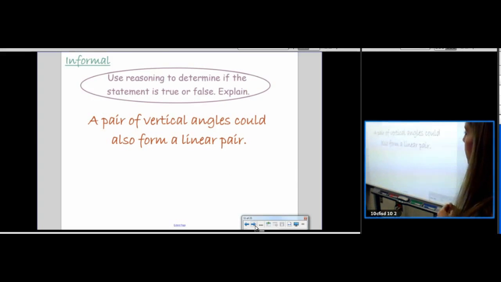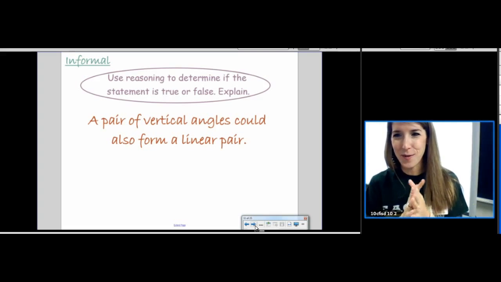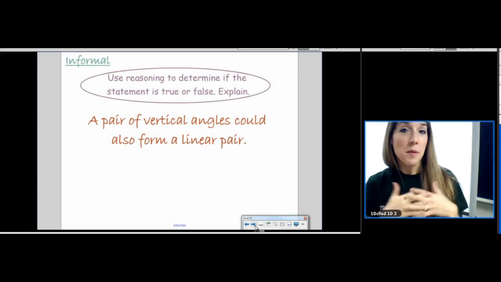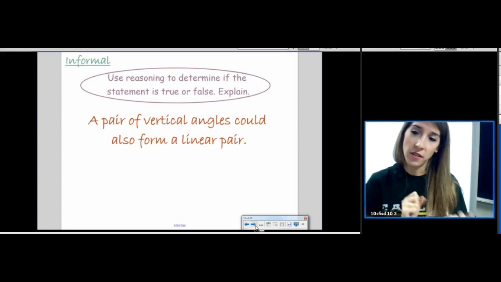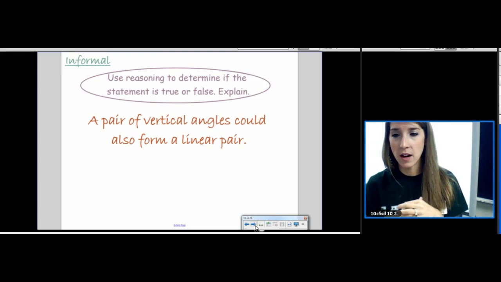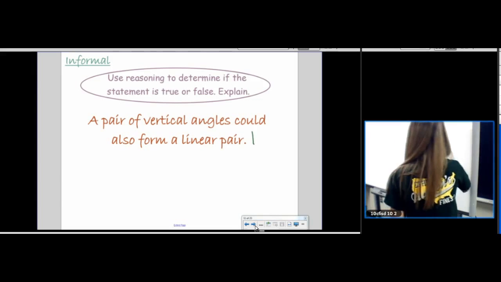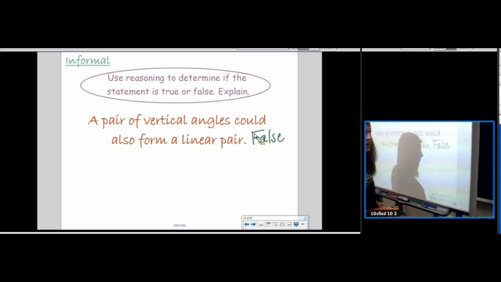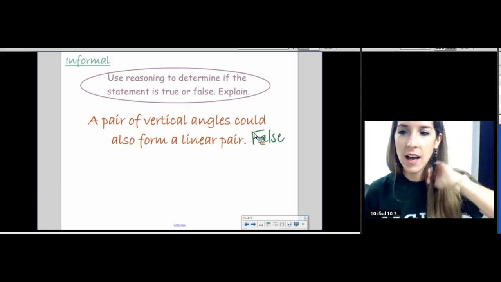Next one: a pair of vertical angles could also form a linear pair. This one we're going to back up using the definition of these words. Definition of vertical angles, definition of linear pair. So we know that this one's false. And we could write out a long sentence. Here's what I would write if I were really writing the long sentence.